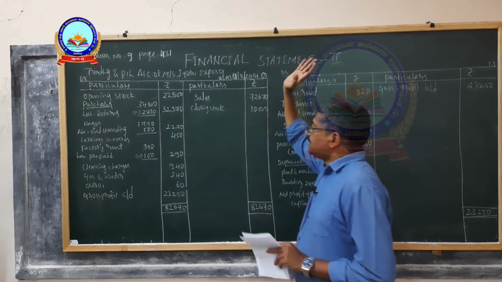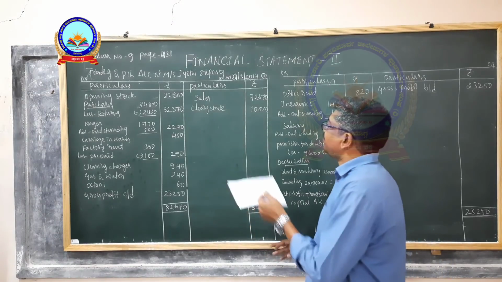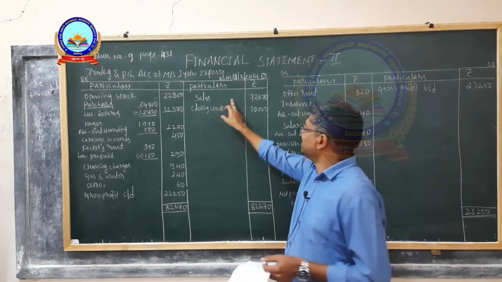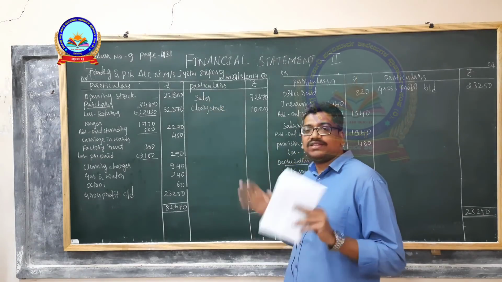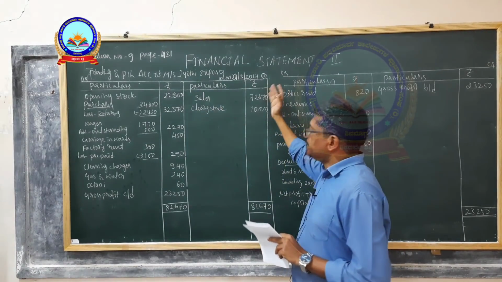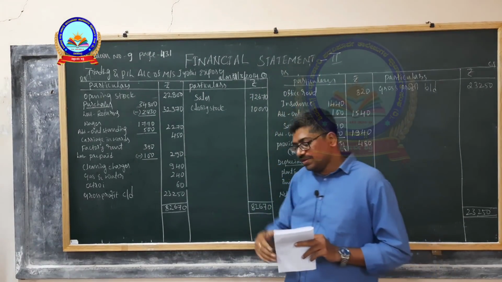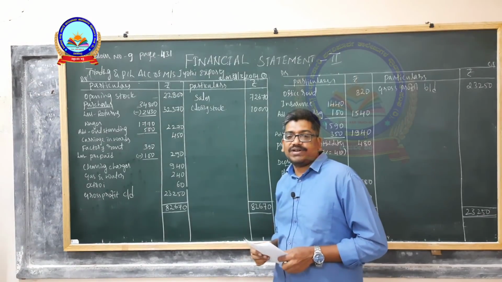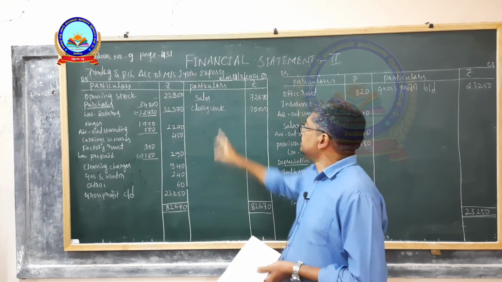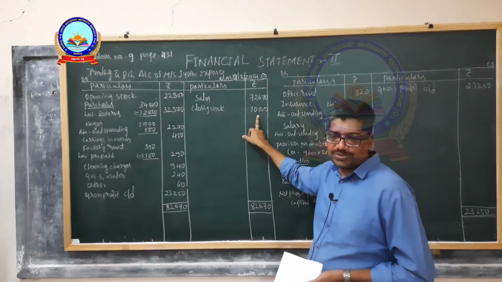Now come to the credit side. In the credit side, we have only 2 items. The one is sales, and there is no adjustment written here. Therefore directly you write 72,670 in the final amount column. And the closing stock is given outside the trial balance. The closing stock amount is equal to 10,000 rupees.